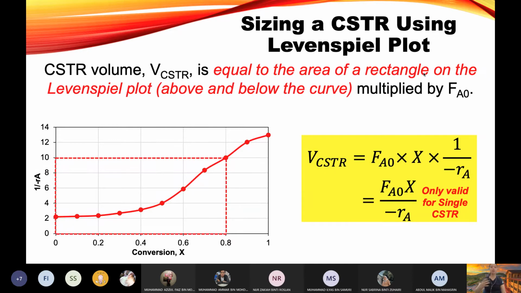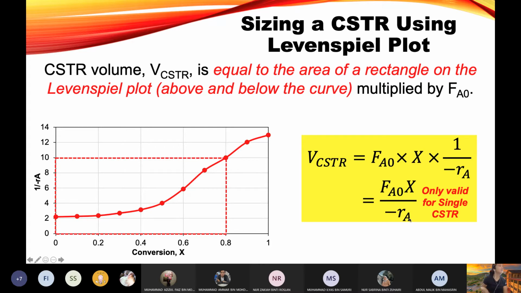Because from the plot, you can actually visualize how to calculate the volume. What do I mean by that? Right, you remember, we want to find the volume of the CSTR. We start with the CSTR first. The formula for the volume of a single CSTR, I'm still talking about one CSTR, meaning we only have one CSTR to run the reaction, is FA0 multiplied by X multiplied by 1 per minus RA, or FA0 X per minus RA. This is the equation, right?